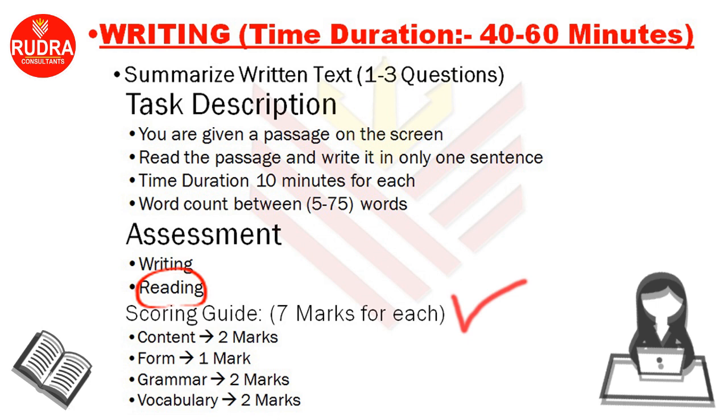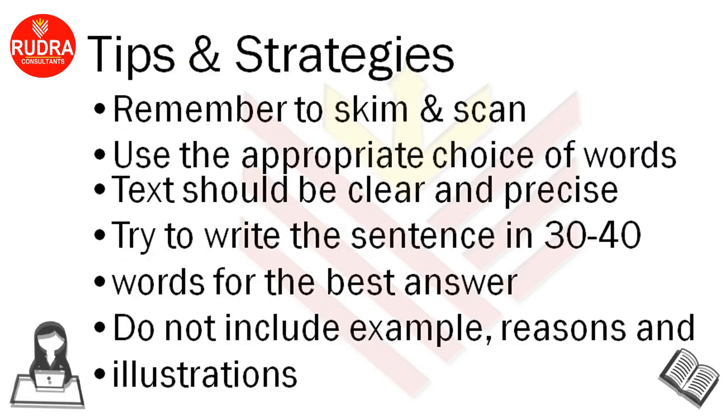In summarized written text, we have 10 minutes to type and you can write minimum 5 words and maximum 75 words. But there is one condition. You cannot use more than one full stop. It means you have to make your summary in one sentence. So, what is the technique? What are the tips? You can try to type minimum 30 words and maximum 35 words.